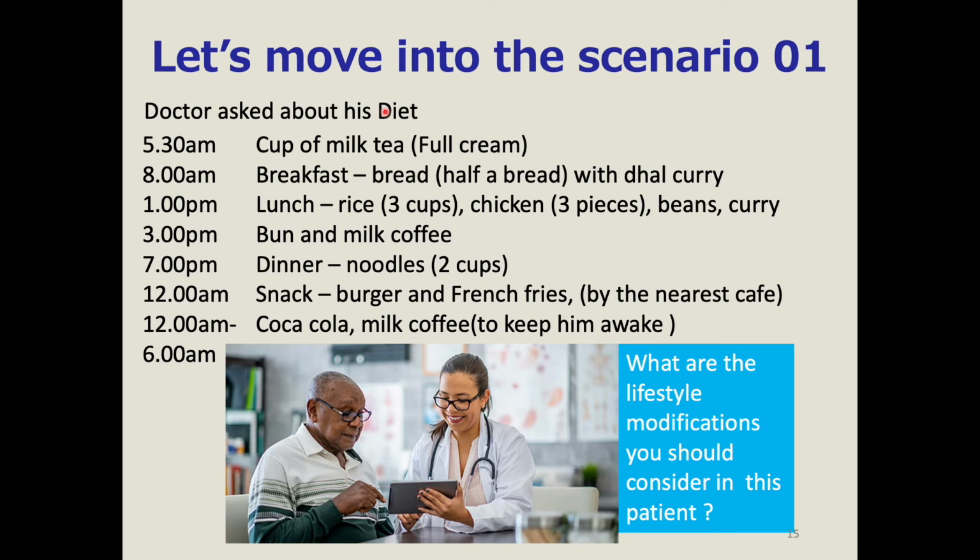So this is kind of the food diary of this patient. Around 5:30 a.m. he has a cup of milk tea, which is full cream, and for breakfast, half a bread with dal curry. For lunch, 3 cups of rice, 3 pieces of chicken, and beans curry, and at 3 p.m. a bun and milk coffee. At 7 p.m. dinner, 2 cups of noodles. At 12 a.m. a snack, burgers and french fries from the nearest cafe. And between 12 a.m. and 6 a.m., Coca-Cola and milk coffee to keep him awake. So what are the lifestyle modifications you should consider in this patient?